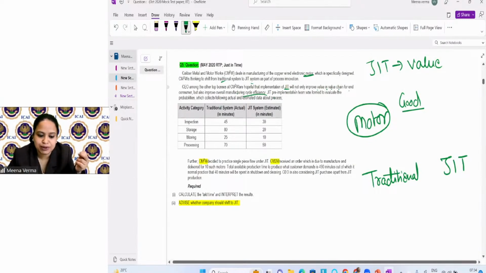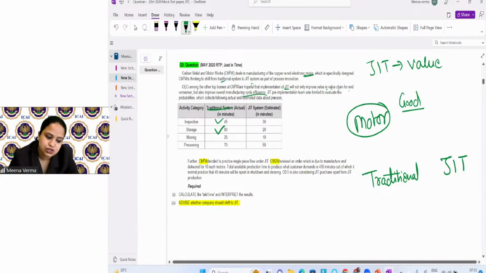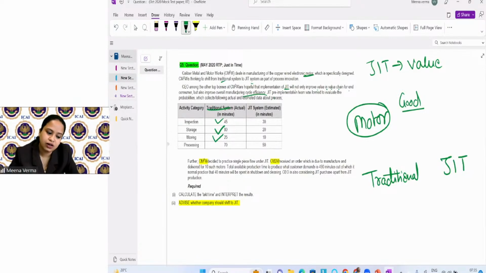The just-in-time system pre-implementation team was informed to evaluate the probabilities, and collect the following actual and estimated data about the process. So in case of normal traditional system, what is happening? Inspection is 45 minutes. In case of traditional system, 80 minutes will be used in storage, 25 minutes will be used in moving the inventory, and 70 minutes will be used in processing the inventory. So this is how the time is taken.